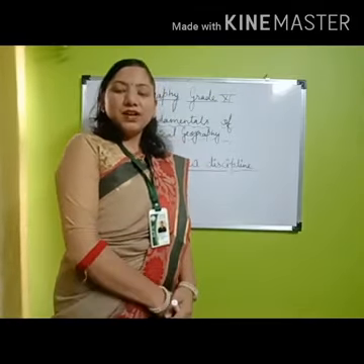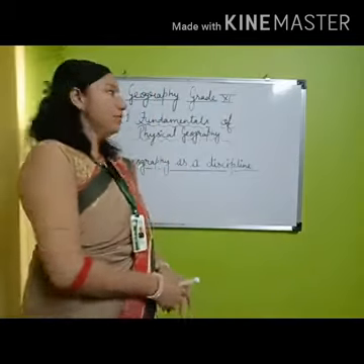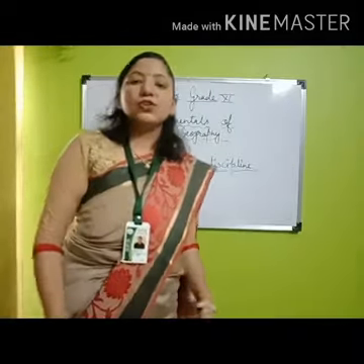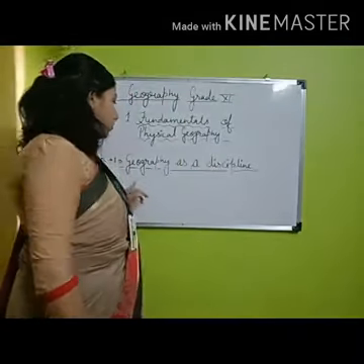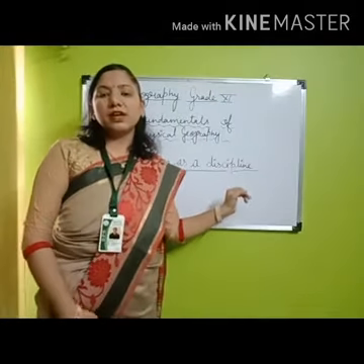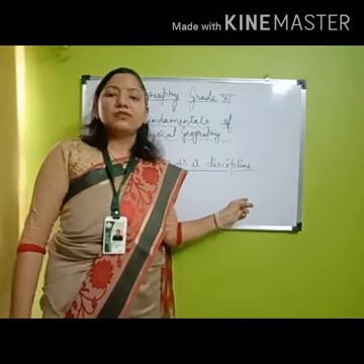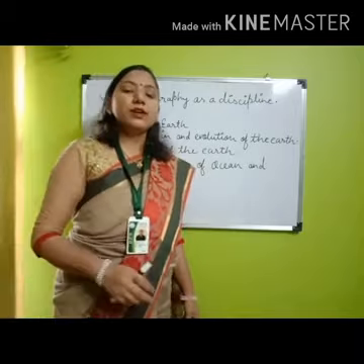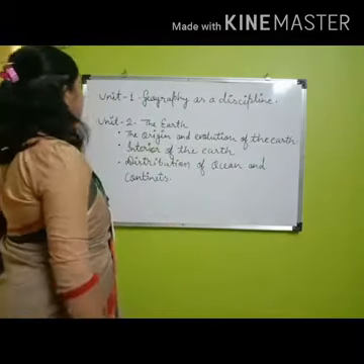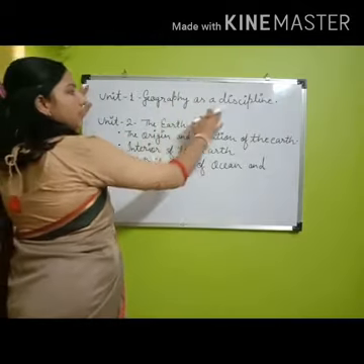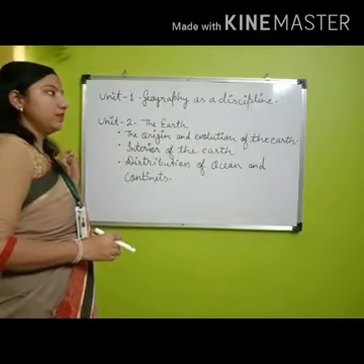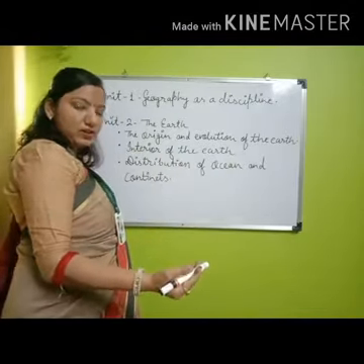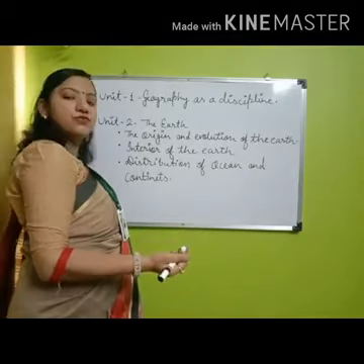Students, today we are going to start our geography with the book The Fundamentals of Physical Geography, in which we will study the first chapter, Geography as a Discipline. So students, before starting this chapter, first we have to look at our syllabus. Students, this book contains a total of 6 units, in which the first unit is Geography as a Discipline. In this chapter, we will read what geography is, what its history is, why we are studying geography, and what the branches and uses of geography are.